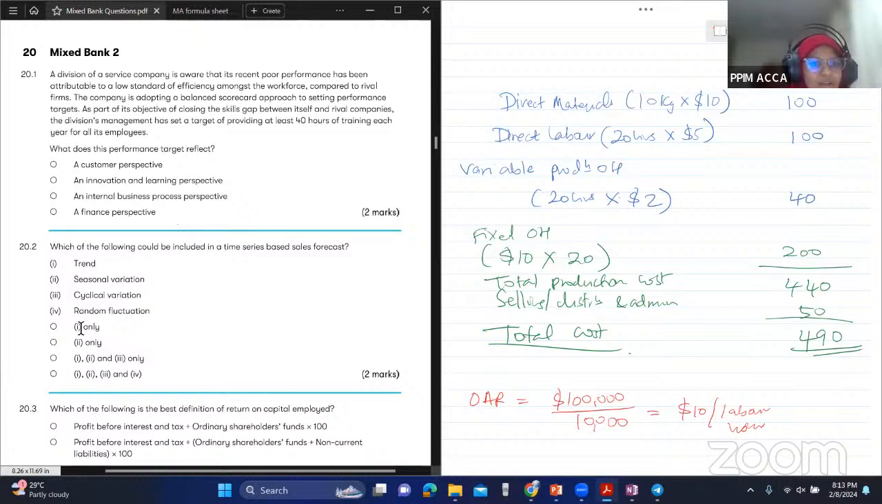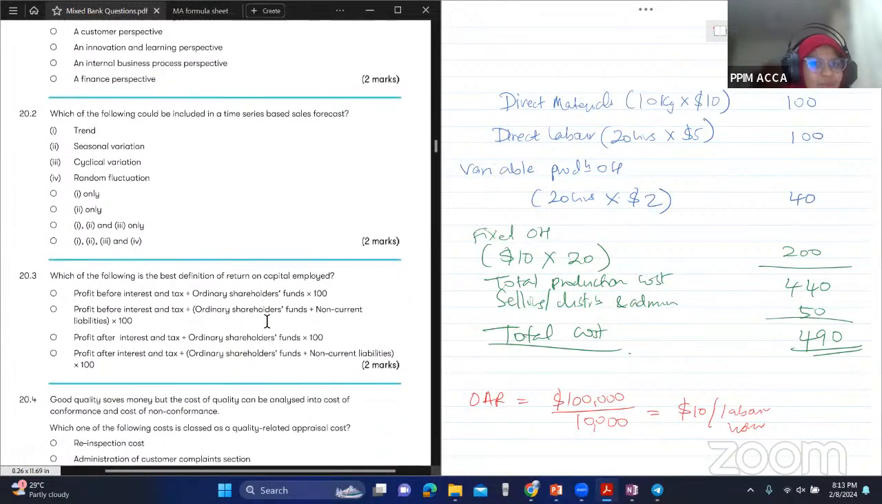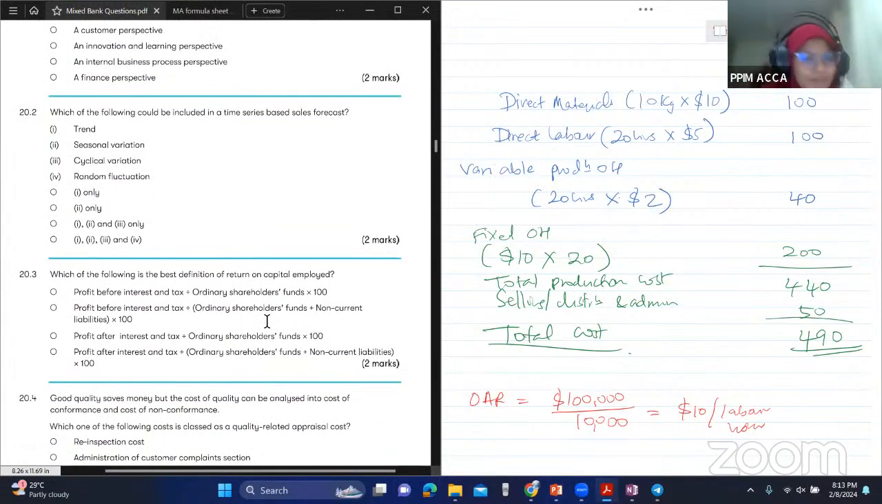Which of the following could be included in a time series based sales forecast? What do you think? I know we are going to all the areas of the syllabus, but that's the whole point of the TRG, where we try and cover every area. Now time series is again forecasting, which comes with regression, correlation coefficient, time series. Don't worry, I will explain time series in a bit, but I'll just give you some time to see if you can figure out what you can include in a time series based forecast.